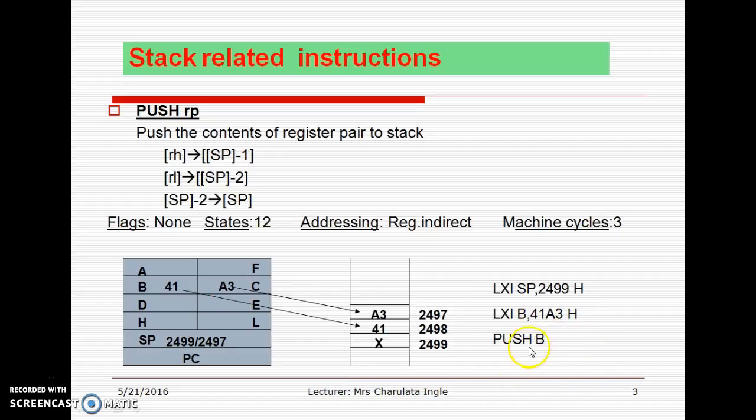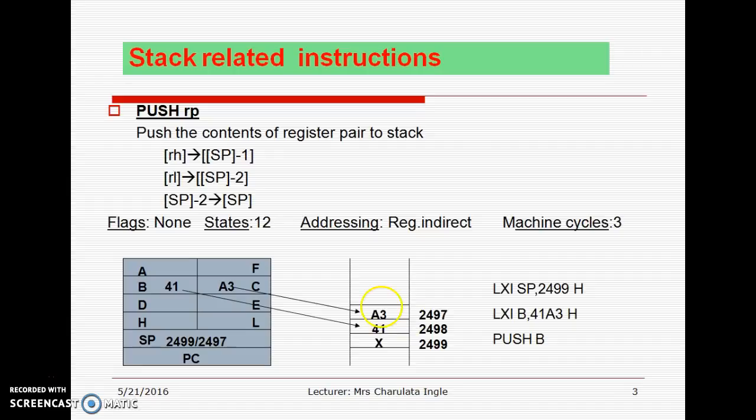Now PUSH B. This PUSH B instruction executes as follows. As soon as we write PUSH B, the content of BC will be copied to the SP-1 as well as SP-2 memory locations. As the higher order register is B, the contents of the B register are copied to SP-1, that is the 2498 memory location, whereas the content of the lower order register, that is C, is copied to SP-2, that is 2497. So 41 will be copied to the 2498 memory location, whereas A3 will be copied to the 2497 memory location.